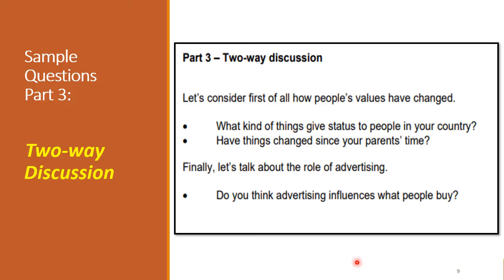Here is a question about task 3 from a past paper. Let's consider first of all how people's values have changed. What kind of things give status to people in your country? Have things changed since your parents' time? Finally, let's talk about the role of advertising. Do you think advertising influences what people buy?